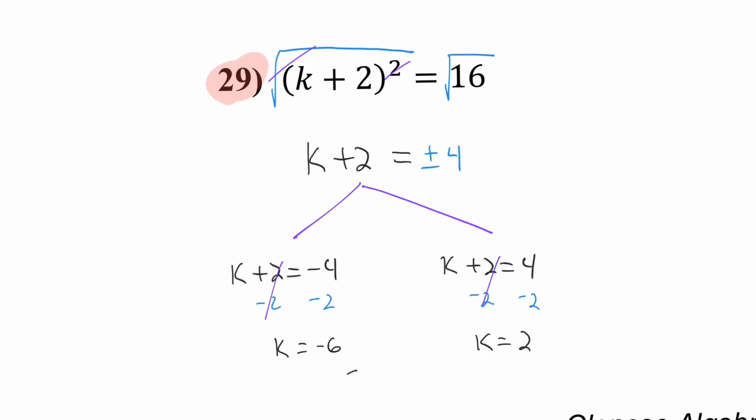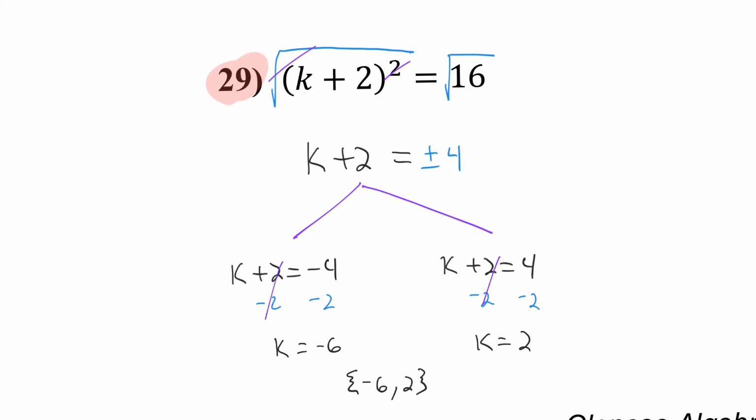You guys have 2 different options, 2 different answers. k can equal negative 6 or k can equal 2. Now, those brackets you guys have on the screen, you can use those to write down your answers because we have 2 answers of the same variable.